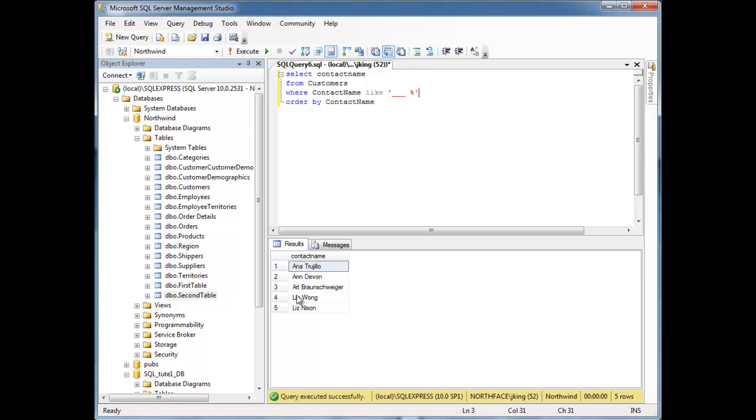Now there are some other tricks I could do with some functions to find people with certain length names and things like that. But basically I wanted to show you the power of like. You can use underscore. Underscore means one character, and it can be anything. Percent means any number of characters, even 0. That can be anything.